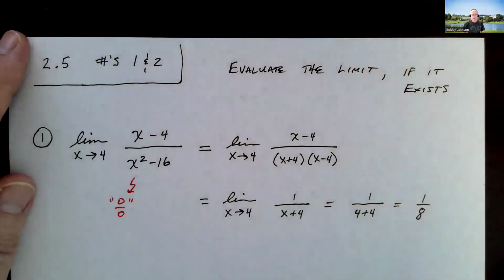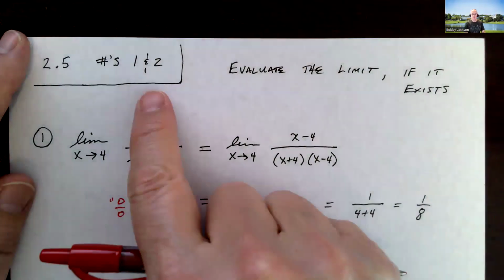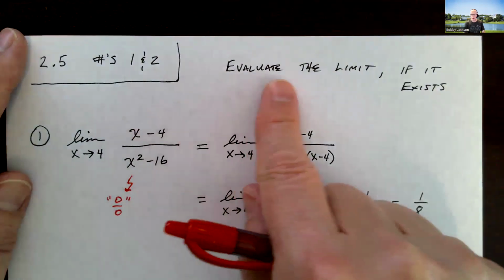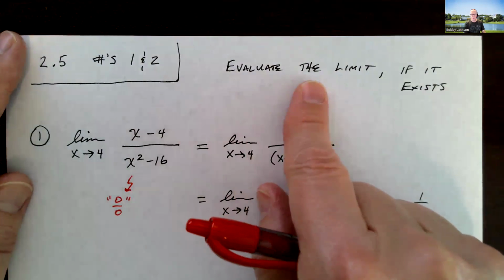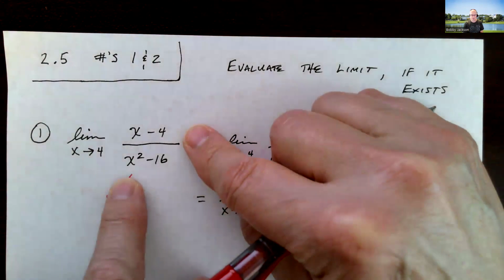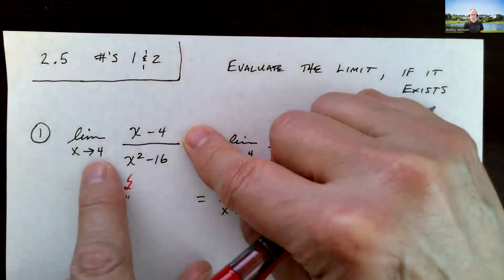Hey everyone, let's take a look at the first two problems in section 2.5 in Achieve. In each of these, we're going to evaluate the limit if it exists. And this is our first one right here. First thing you want to do, obviously, with evaluating a limit is see what the form of the limit is.